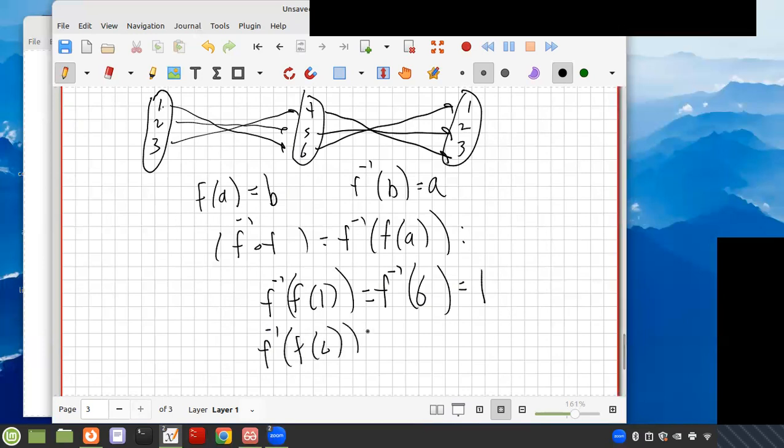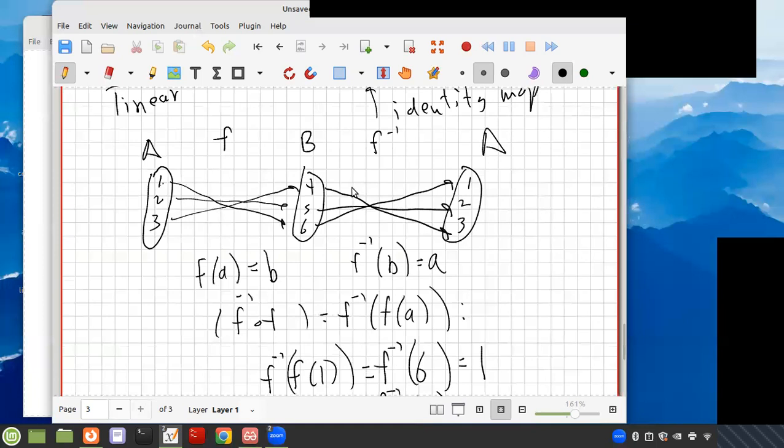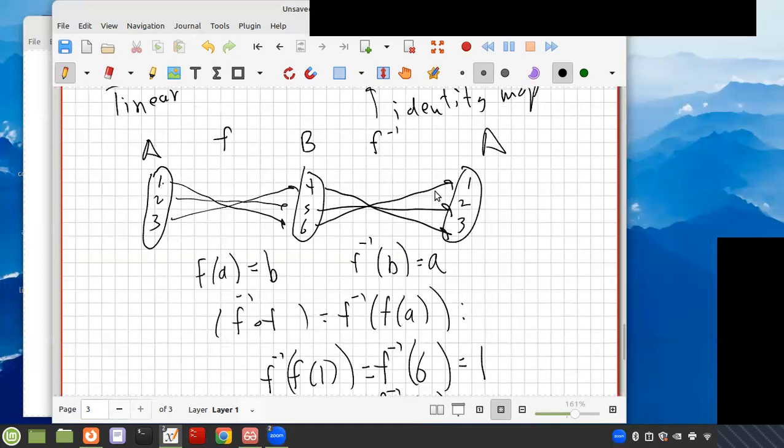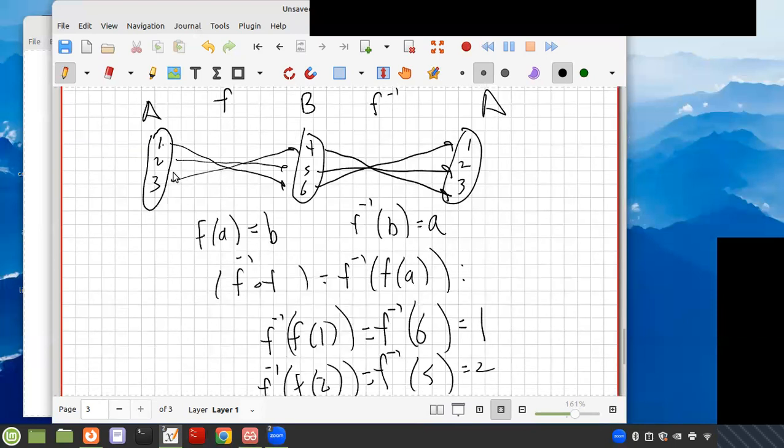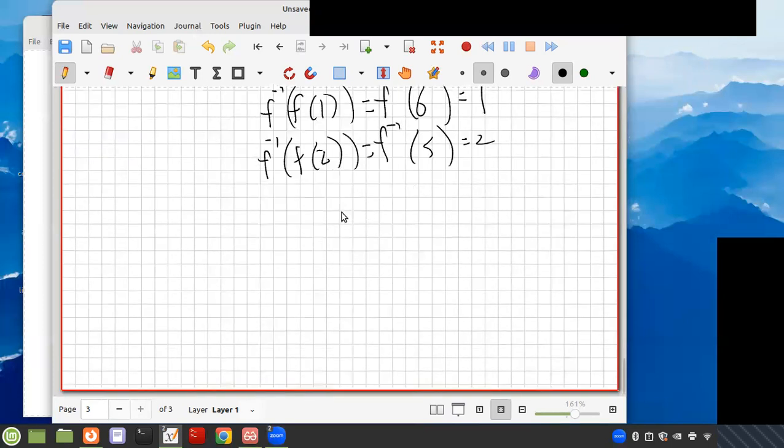F of 2, well, 2 goes to 5. F inverse of 5 gives back 2. So F inverse is the map that undoes F by reversing the arrows, the arrow diagram. So that's what you mean by the inverse in maps: it's the composition inverse. Okay.